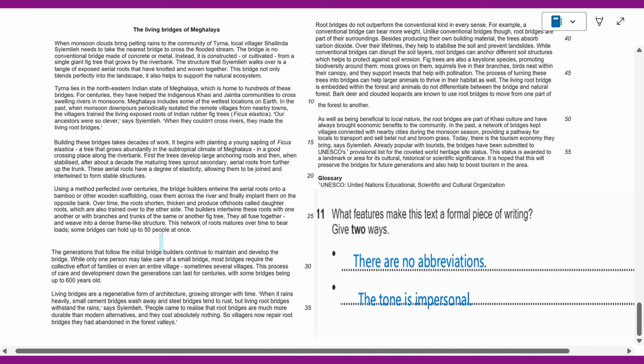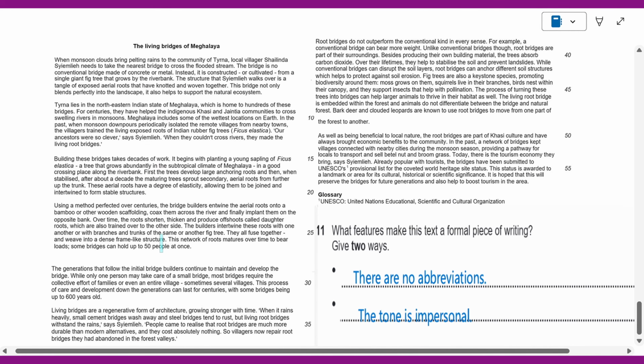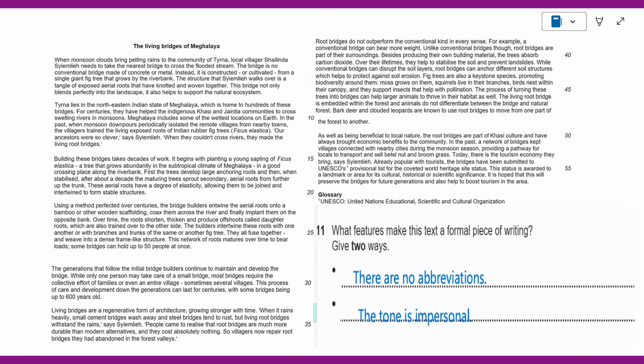So you can see that the easy answers for this to score are: there are no abbreviations, so you don't see any abbreviation, or the tone is impersonal, and you may also say that it uses scientific vocabulary. Ficus elastica is the scientific name for the rubber fig tree. It also uses standard English, and long complex sentences are used, like the first sentence. If you have any other idea, please write down in the comment section.